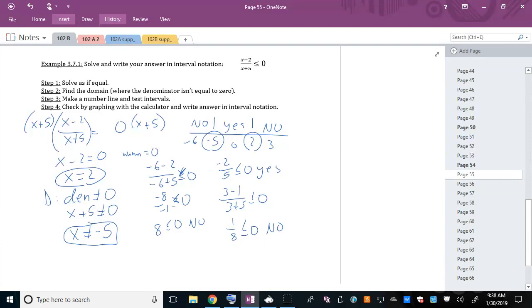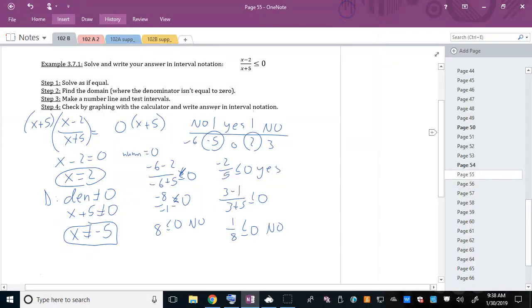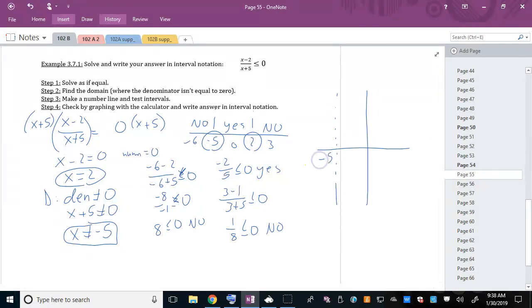Now, rationals are less predictable than our other functions, and that is why I strongly recommend using your graphing calculator to help. Now, I'm only graphing the left-hand side. I'm only graphing the actual rational equation, not the inequality part. So let's graph that and see what it looks like. And let's draw that here as well so you can see it. So the -5, that's where we had our asymptote. And then here's positive 2.